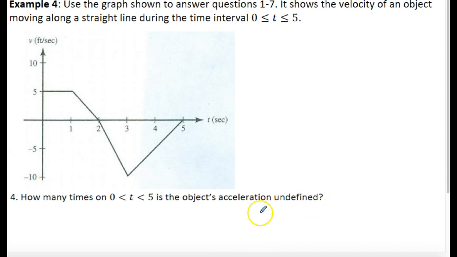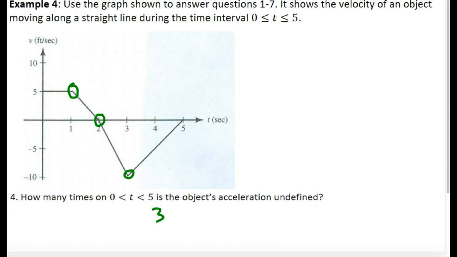How many times is the object's acceleration undefined? So remember, for a function to be differentiable, no corners, no cusps, no vertical tangents, no discontinuities. We have a couple of corners here, right? There's a corner right there actually, and right there. So there are 3 places where the derivative of velocity, which is acceleration, is undefined. It happens at 1 second, at 2 seconds, and at 3 seconds. It's kind of hard to tell here, but we can see that that slope changes. Right? That's not a smooth transition, so this is actually considered a corner. So 3 times, okay, would be the answer to number 4.